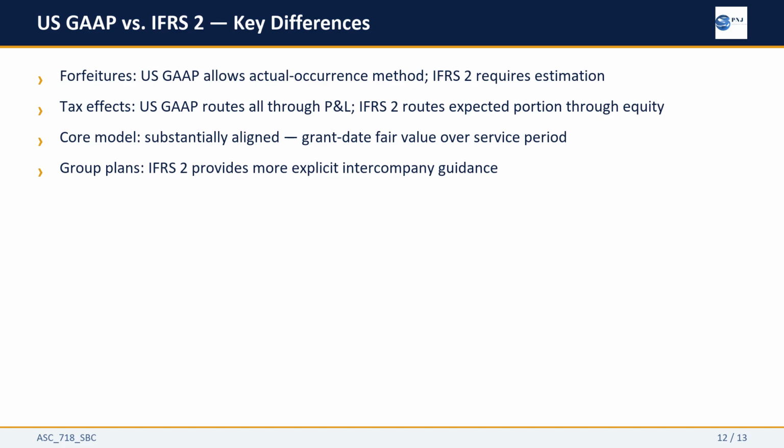On tax effects, US GAAP under ASU 2016-09 routes everything, excess benefits and shortfalls, through income tax expense. IFRS 2 routes the portion of the tax benefit that corresponds to the book expense through equity, with only the excess going through profit and loss. This means IFRS companies will show lower book income tax expense on the tax shortfall side, but also less P&L benefit on the excess side compared to US GAAP peers.